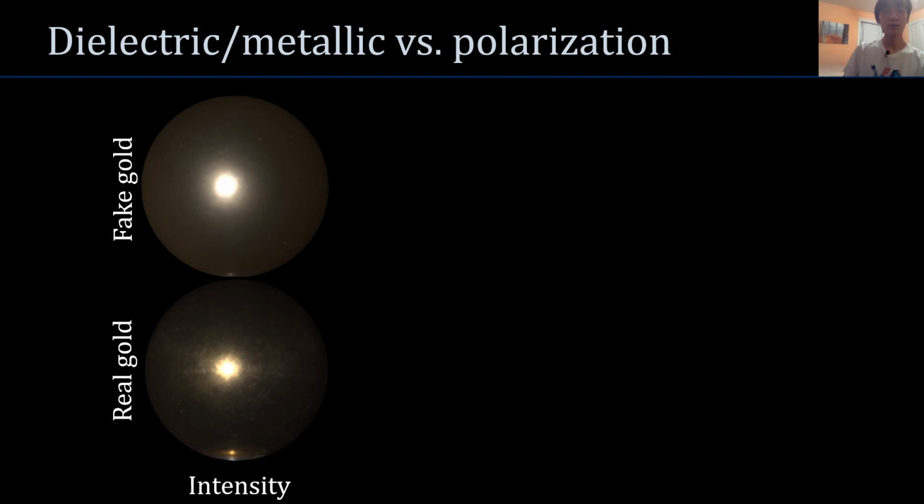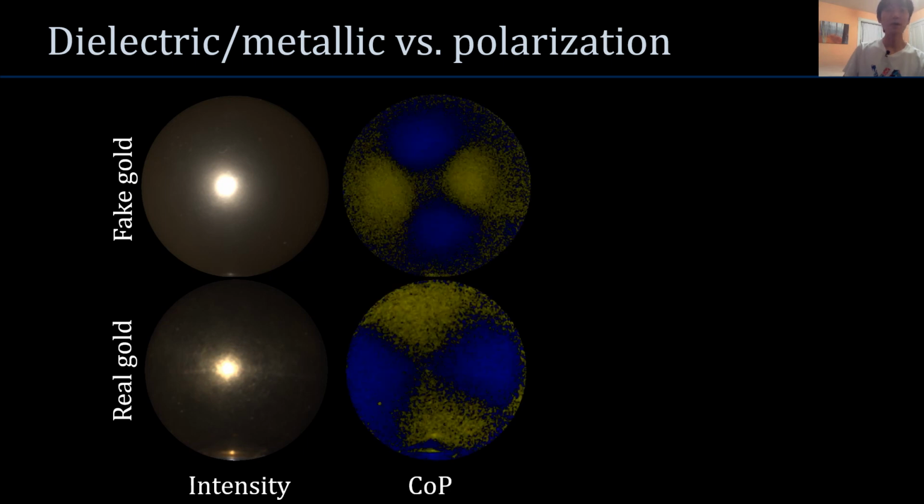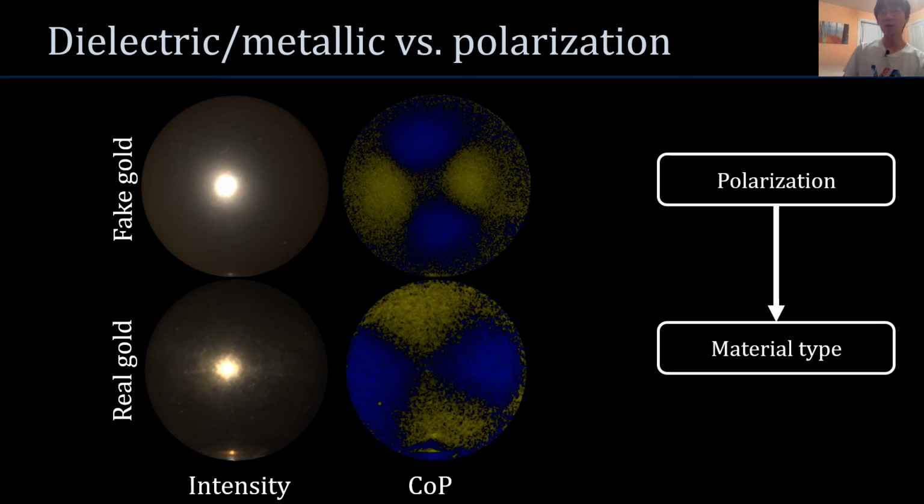Next, we are going to see the difference between dielectric fake material and metallic real gold. While they look similar in intensity, the chirality of polarization of the samples is opposite, providing a new effective way of detecting the type of material.